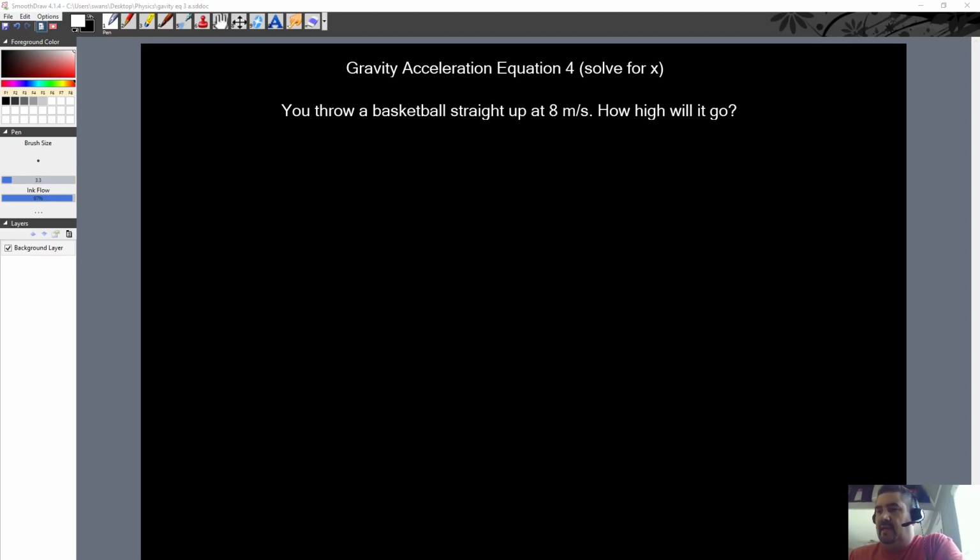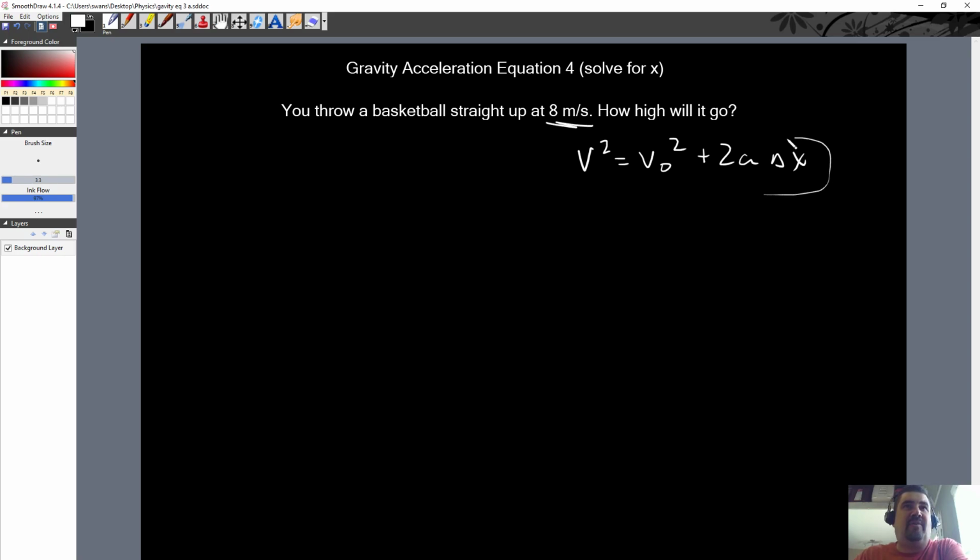Okay, folks, here's acceleration equation 4, solving for x. Remember that equation 4 is this one here. And this one's cool because you throw a basketball, and it looks like there's almost no information. They give you one single thing.